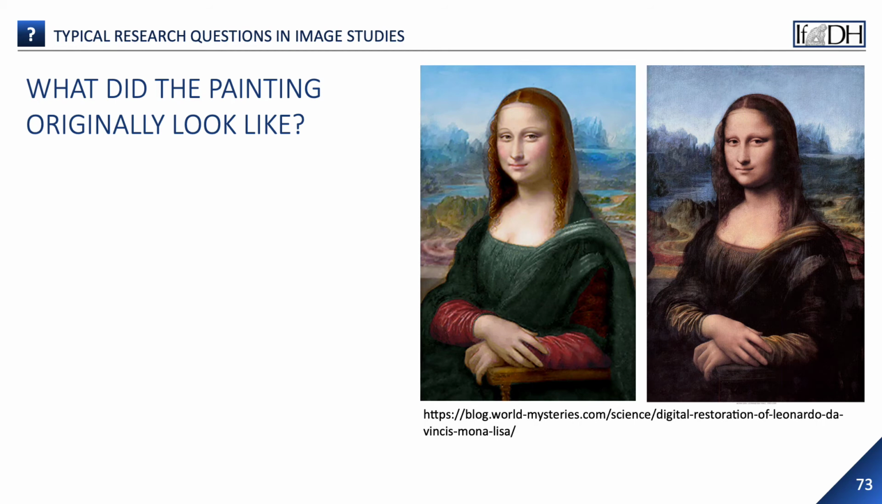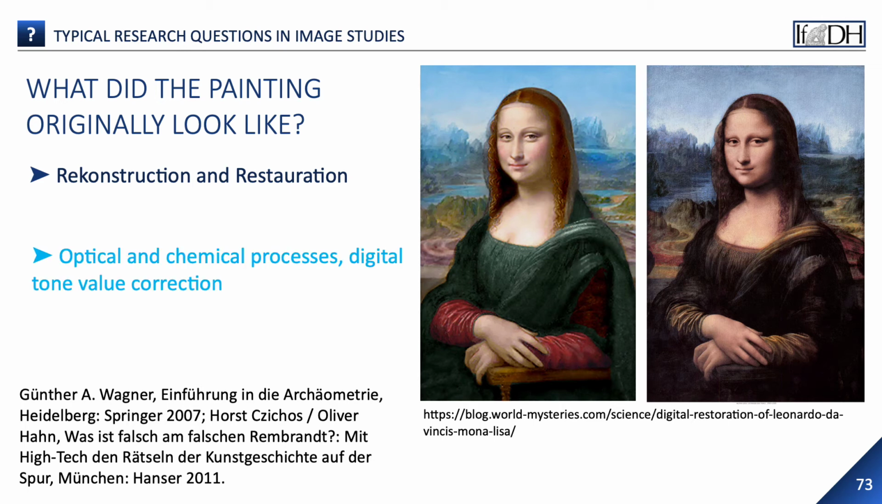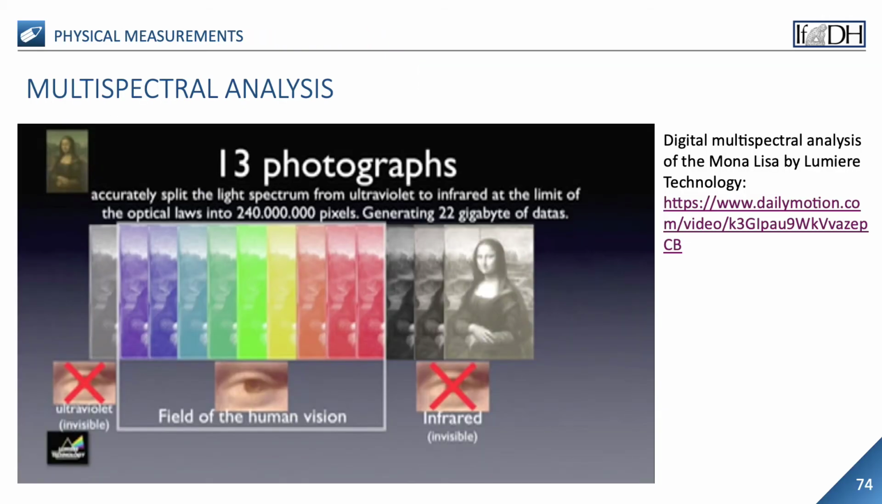The question of how a painting originally looked is the first thing one will ask before any more precise interpretation follows. In art historical terms, this concerns the field of reconstruction and restoration. Technically, optical and chemical methods have been used for a long time, but digital tone value correction can also help here. Digital multispectral analysis of the Mona Lisa helped to reconstruct her original color.